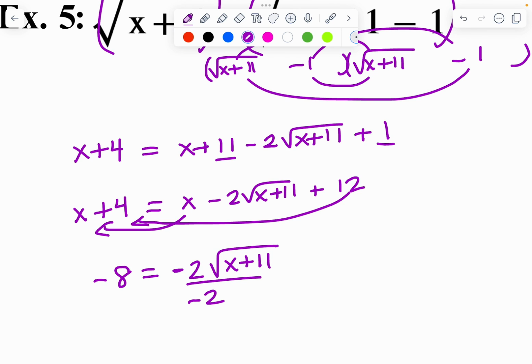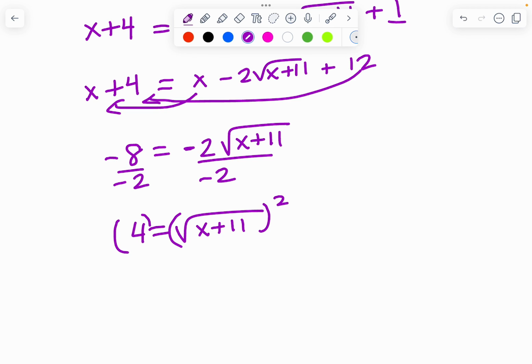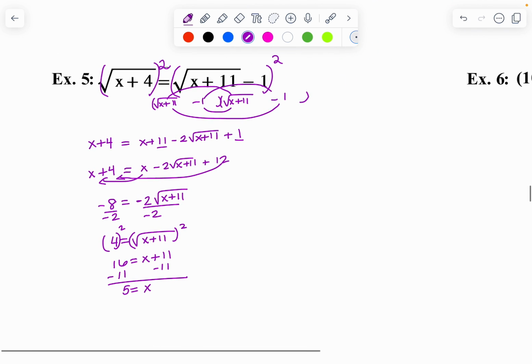I can divide by negative 2. So I have 4 equals the square root of x plus 11. Now I want to solve for this, so I'm going to square both sides. So I have 16 equals x plus 11. And then I'm going to subtract my 11. And then I have here 16 minus 11 is 5 equals x. And I would go ahead and check this in the original equation.